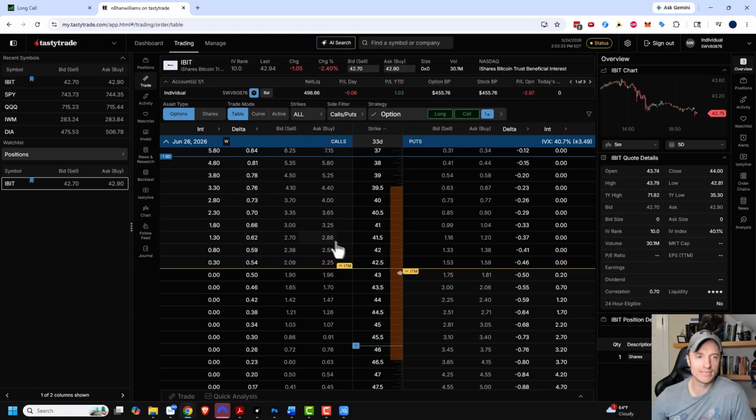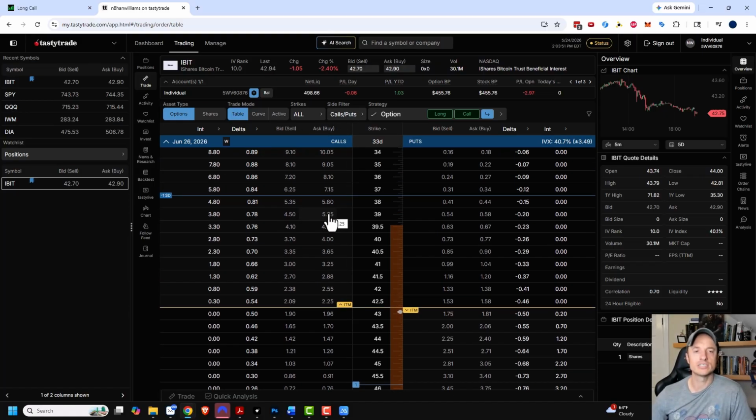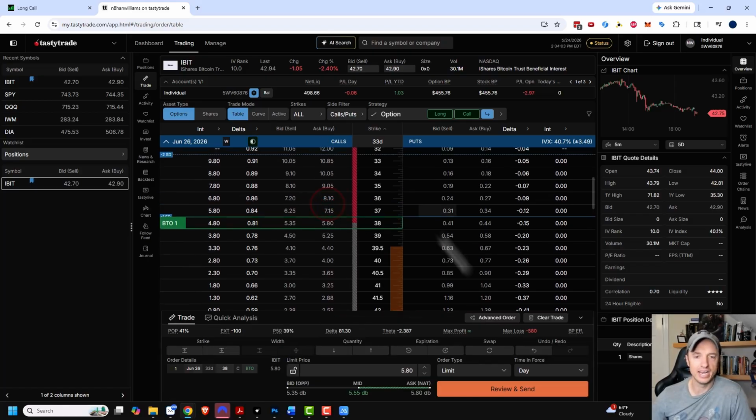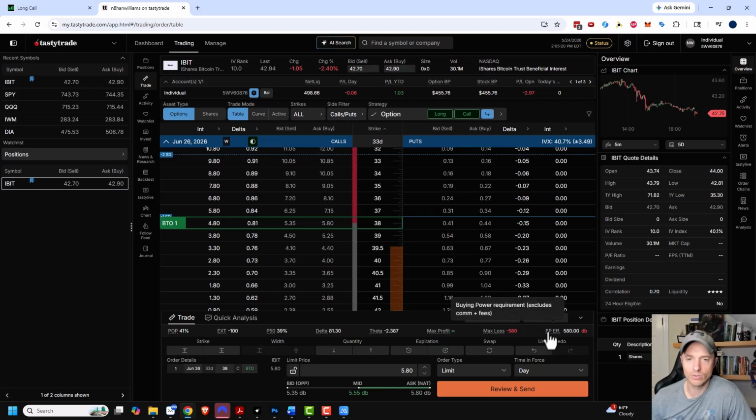And then we can go ahead and navigate through to figure out which strike price we want to buy a call option for. So we can look through here, and let's say that I think the 38 call option looks the best. I'd come over here on the ask and click on the 580, and it opens up my order form right here. And we can go through some of these metrics that they provide us, like our probability of profit, our extrinsic value, our P50, delta, theta, max profit infinity, max loss 580, our buying power requirement, which excludes commissions and fees, and so on. So it just gives us the details.